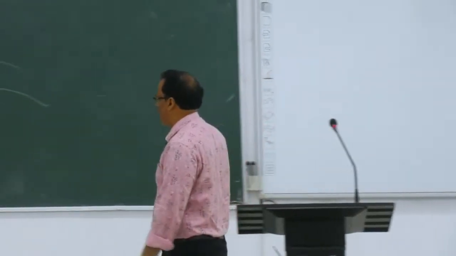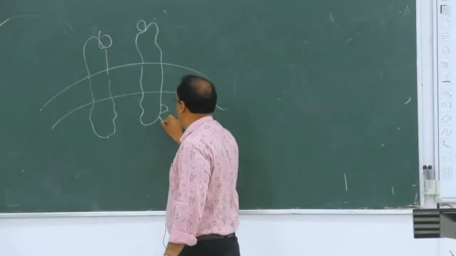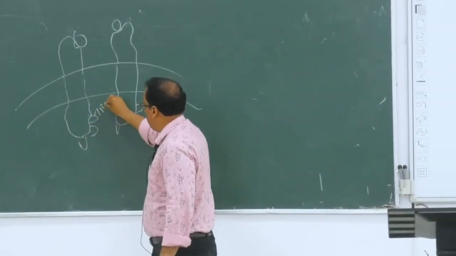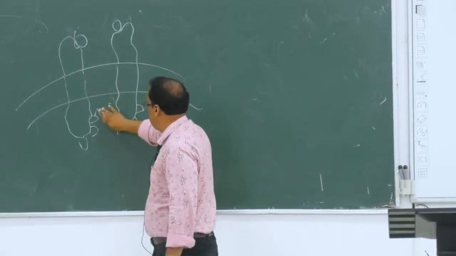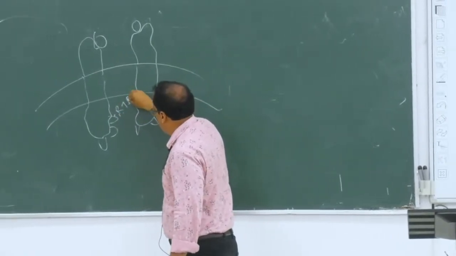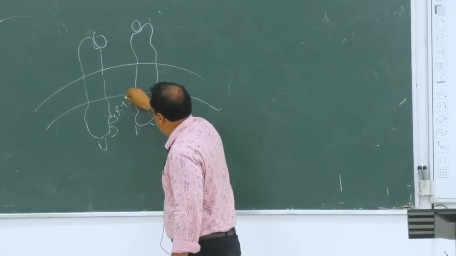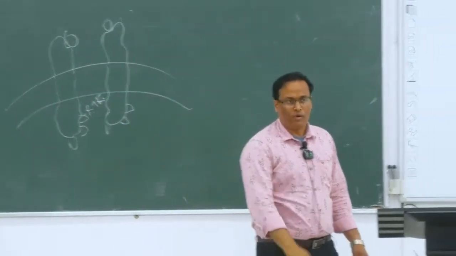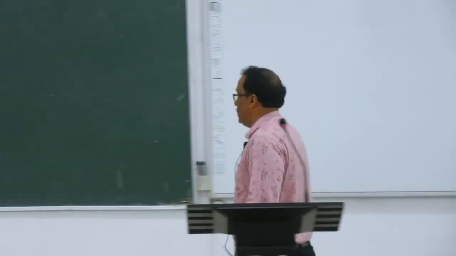Already you know there are tyrosine kinase receptors. Tyrosine kinase activity will be like that. This is the tyrosine kinase receptor. You can say there is auto cross phosphorylation after the combination of the insulin. I am not going into details.